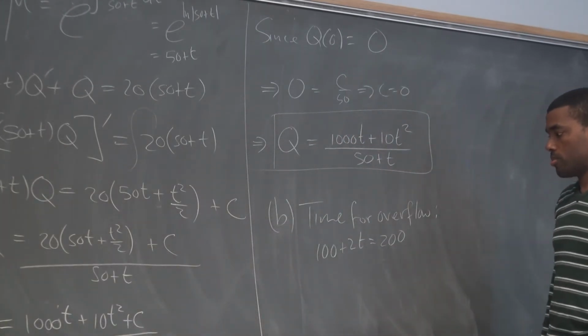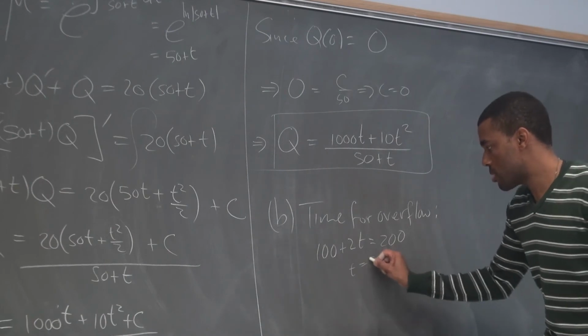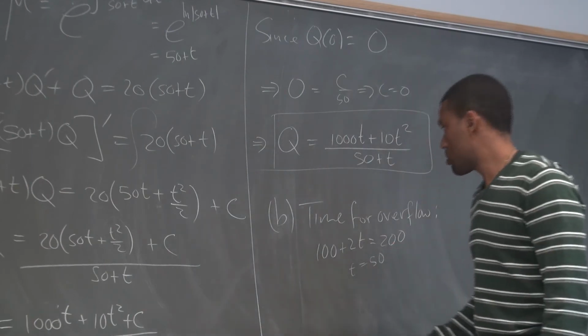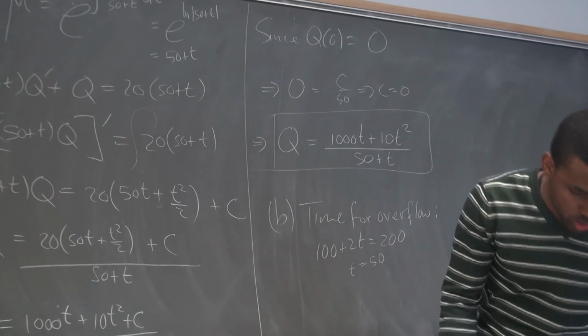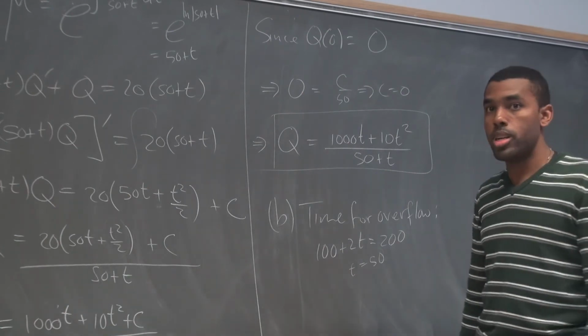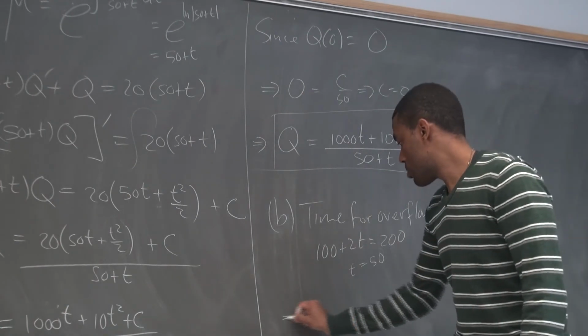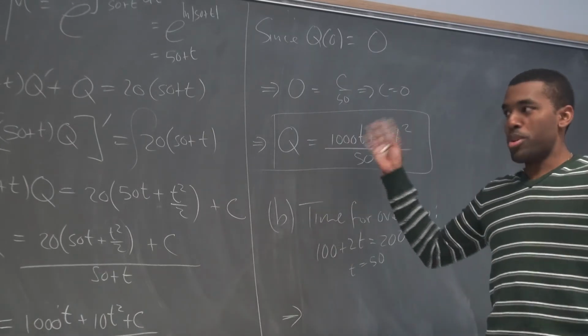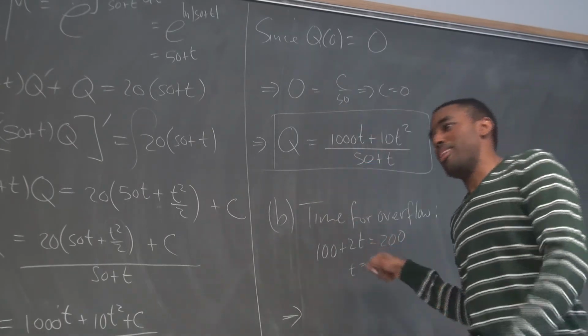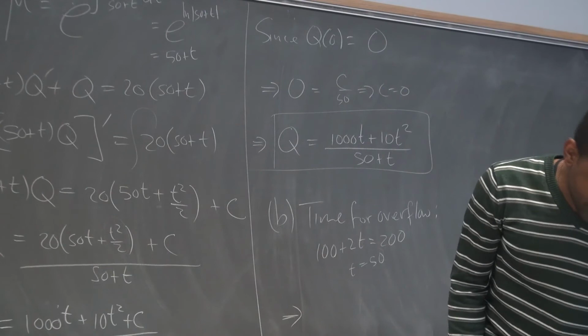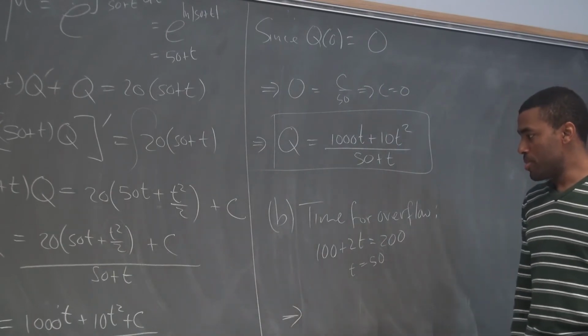What is t? t is again 50. 50 what? Whatever units we're doing, which is minutes? 50 minutes. Units are important, but we're not in physics class. You don't have to be overly picky about units. So it's 50 minutes.